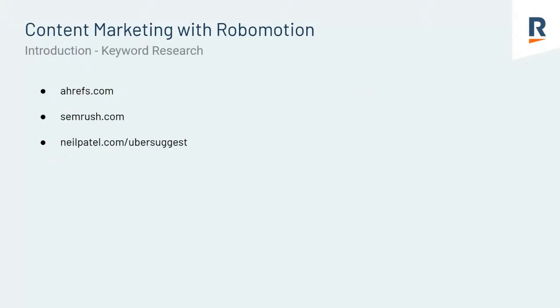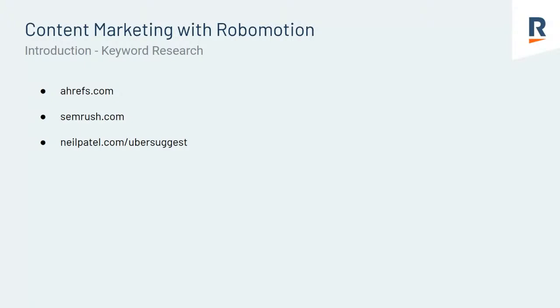So, 101 of content marketing is keyword research. There are many professional tools to help us in this keyword research. So Ahrefs is one of them. They are maybe the well-known. Most of the marketers use Ahrefs, and also SEMrush is another tool that is used mostly.